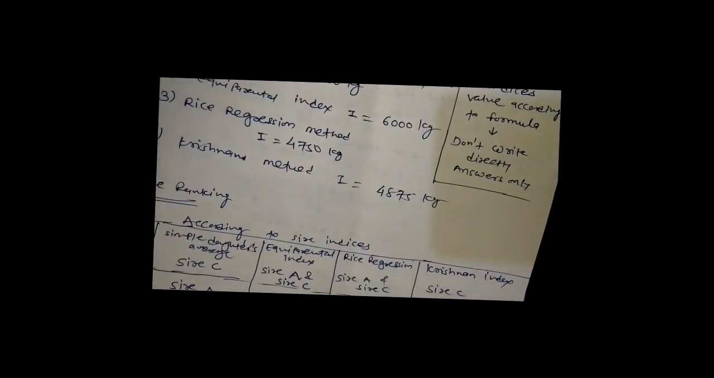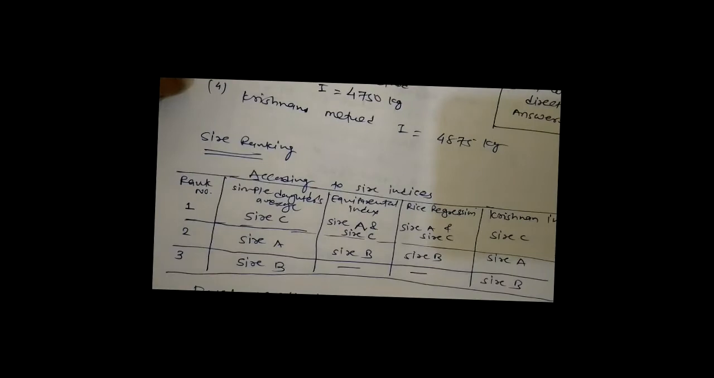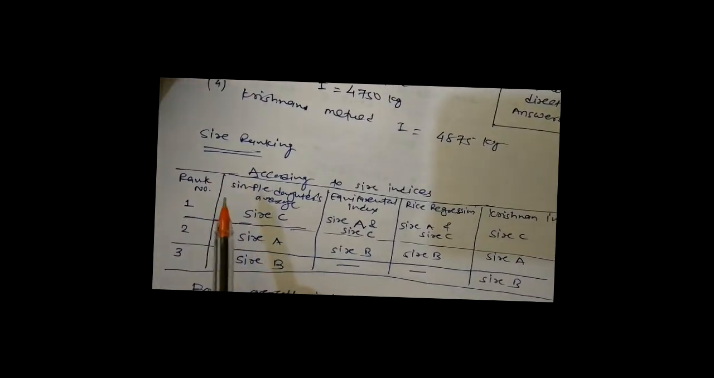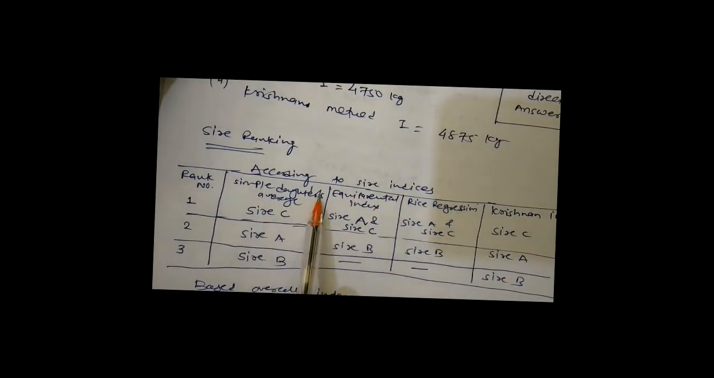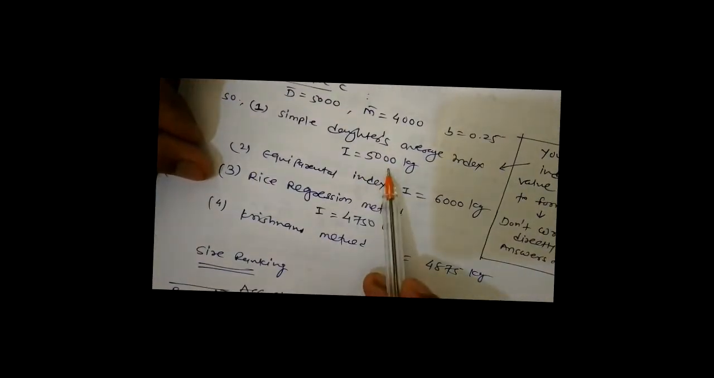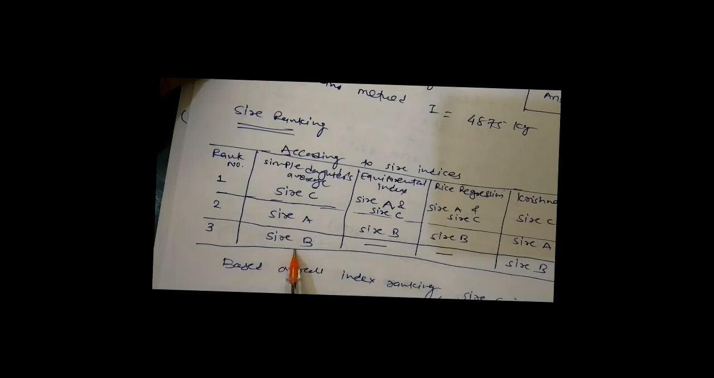After finding out all the index values for all the sires, we have to rank the sires, to see which sire is superior compared to the others. So here it is rank 1, 2, 3 according to the formula. For the simple daughter average index, which sire is superior? Sire C, as its I value is 5000, the highest among the three sires. So sire C is better. Then, according to the daughter's average index, sire A is better than sire B.